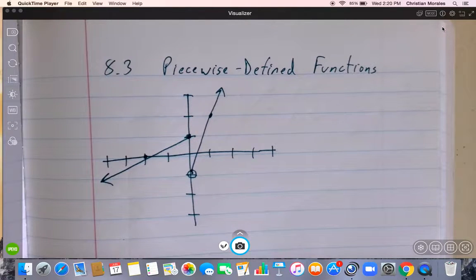Piecewise defined functions, part 3. Now, this looks like a system, but it's not. And the reason it's not is because technically there is no overlap.